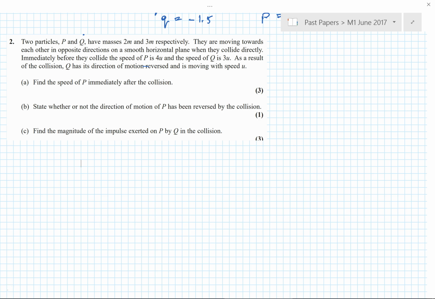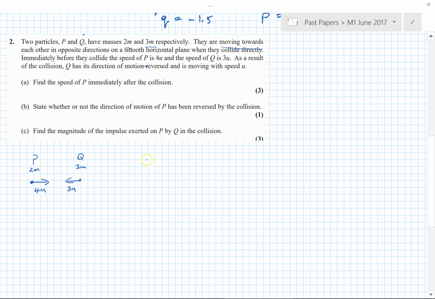So question 2 is a pretty standard momentum and impulse question. We've got two particles, mass 2m, 3m, and they're moving towards each other. So we've got P, which is a mass 2m, going in this direction, and Q coming towards it. Q has got mass 3m, and we're given the velocities or speeds. 4u is P and 3u is Q.